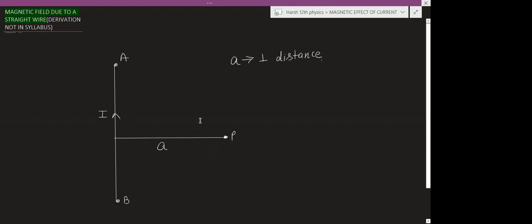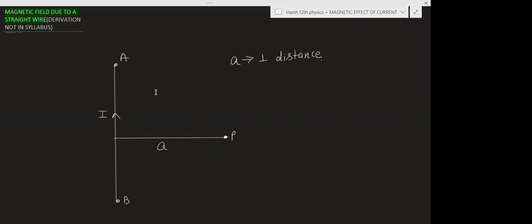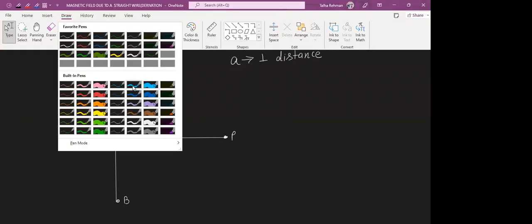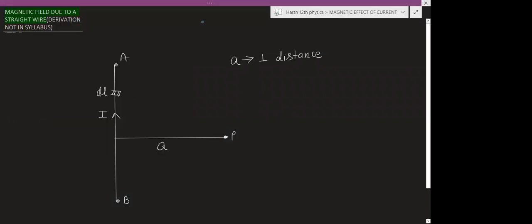What I have told you, according to the Biot-Savart law, we can only calculate the magnetic field due to the element of the wire, not for the whole wire. So suppose someone is saying just calculate the magnetic field at this point with the help of Biot-Savart law. What you will do? You will calculate the magnetic field due to some small elemental length of the wire, and you will integrate that. Then you will get it for the whole wire. If you give the entrance examination, then this derivation is there.